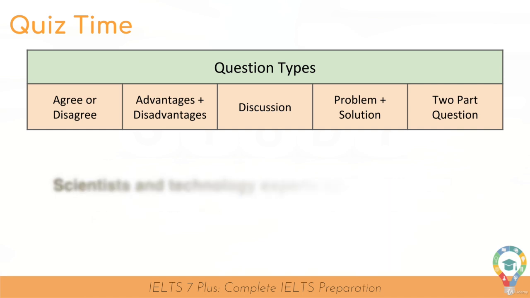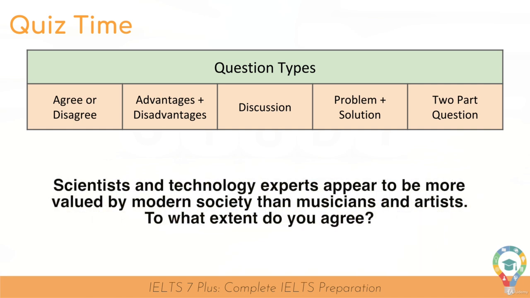Next up, for question number 2, scientists and technology experts appear to be more valued by modern society than musicians and artists. To what extent do you agree? Pause the video now. Okay, that question is in fact an agree or disagree question.